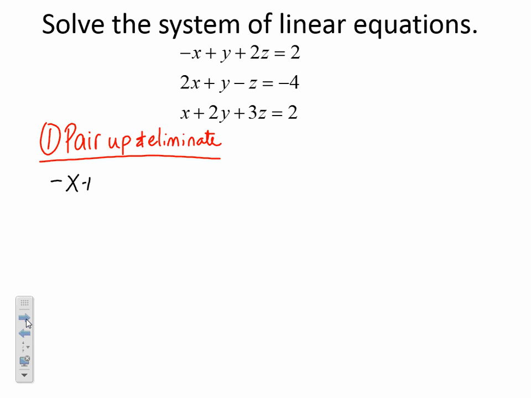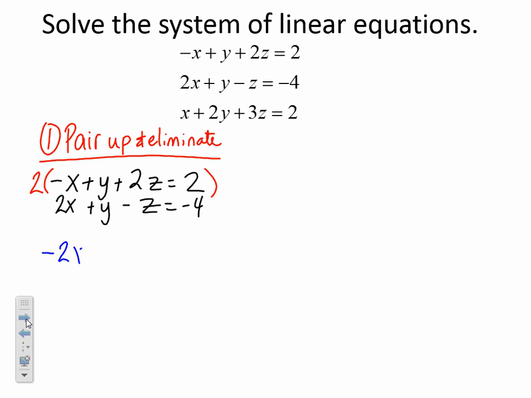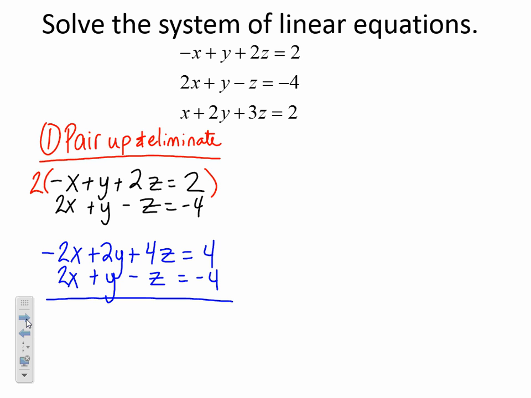So negative x plus y plus 2z equals 2, and 2x plus y minus z equals negative 4. I'll pair those two up, and then I'll make a decision about who I want to eliminate. Let's say I choose to eliminate x. So this one I will need to multiply by 2 in order to make that elimination possible. So it will become negative 2x plus 2y plus 4z equals 4. 2x plus y minus z equals negative 4. And then if I add those two things together, I'd get 3y plus 3z equals 0.